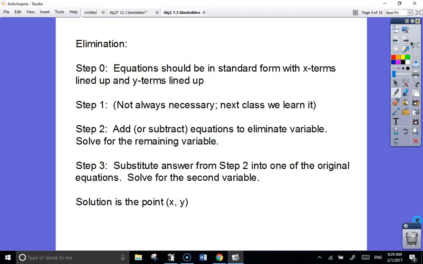So step 2 is going to be, we're going to add the equations or subtract the equations so that we eliminate a variable. That's why we call it elimination.